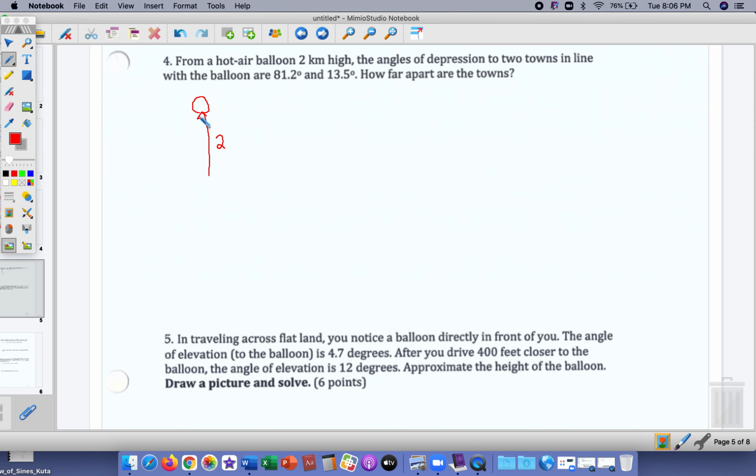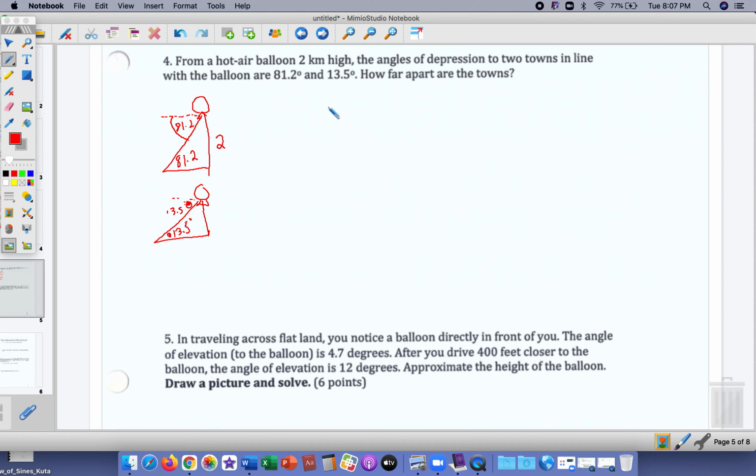Now, if we went like this, and we had an angle of depression, right? If the balloon looked out and then it swung down 81.2, then we know that inside we would have 81.2, right? And if we had the balloon here and the other angle of depression was 13.5, this is here, then right here would also be 13.5.